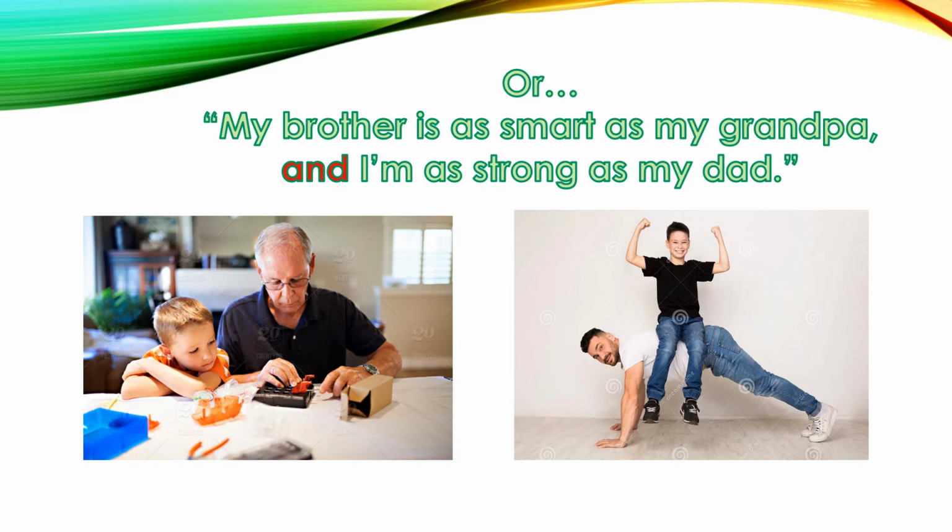Here we have another example. It says, my brother is as smart as my grandpa and I am as strong as my dad. Here they are talking about the same thing. They are comparing themselves with their family, with their grandpa and their dad. That's why these sentences are joined with and.